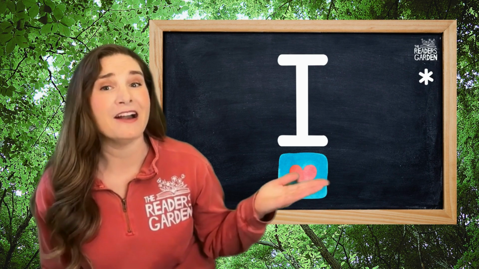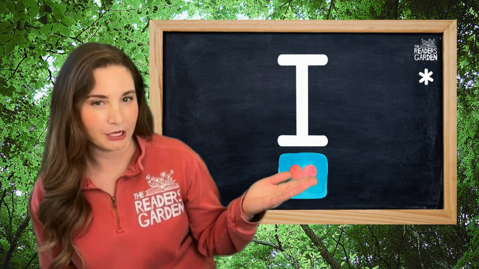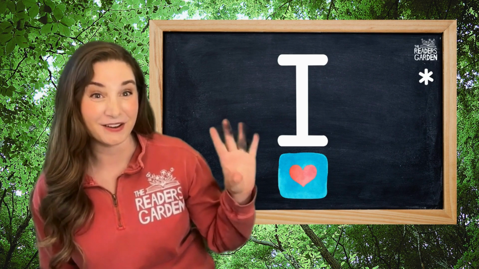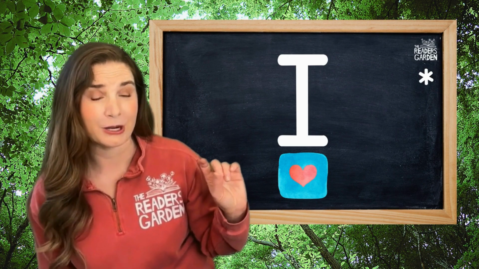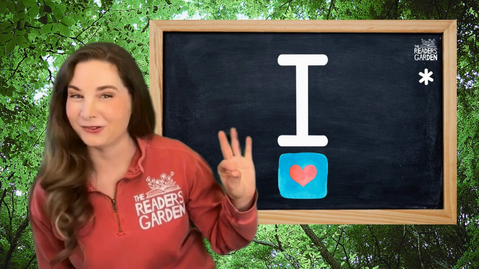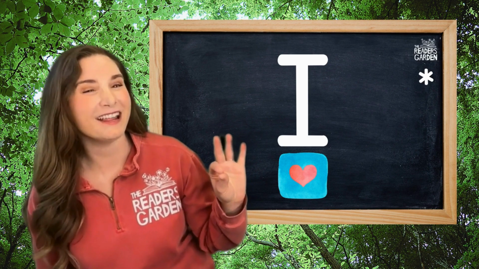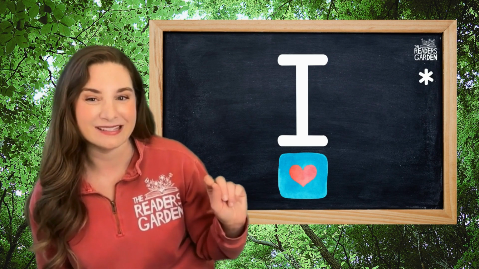Now let's figure out how many sounds are in the word I. I have a feeling this is going to be pretty quick for us to figure out. All right, let's finger tap those sounds. The first sound that we hear in the word I is I. And there's only one sound. That's right. This is a word that's made with one letter and it has one sound.